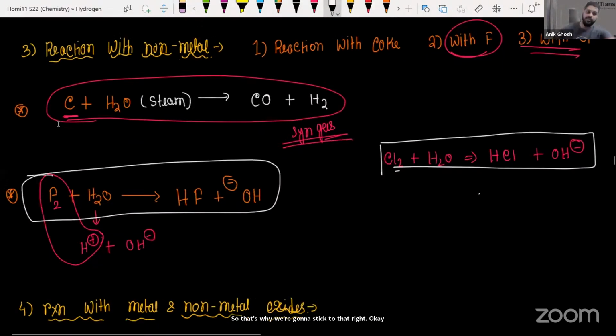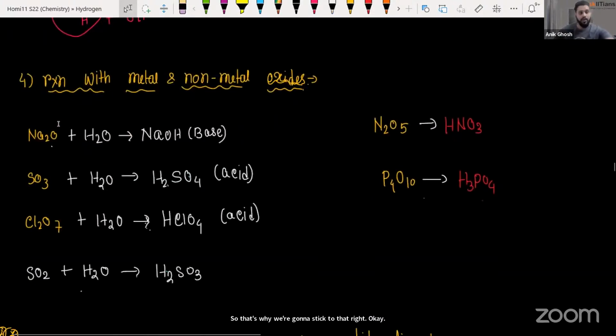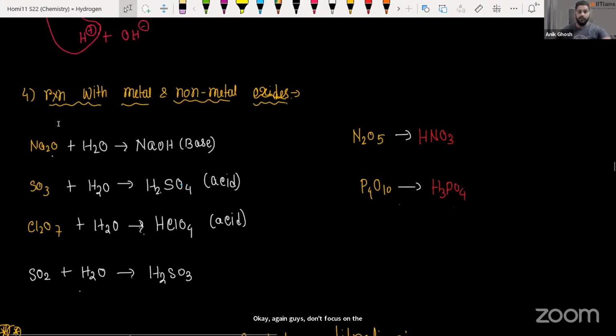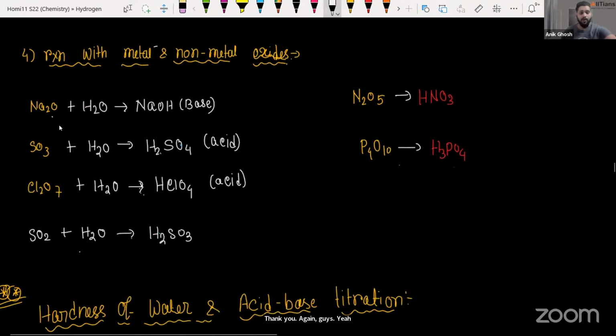Again, guys, don't focus on the reactions. These reactions are needed for your JEE Advanced preparation, but still don't worry. No need to worry about remembering these reactions, because the moment you see them, just apply your common sense and you'll be able to find them. Now here, again, guys, reaction with metals and non-metals, with non-metal oxides.